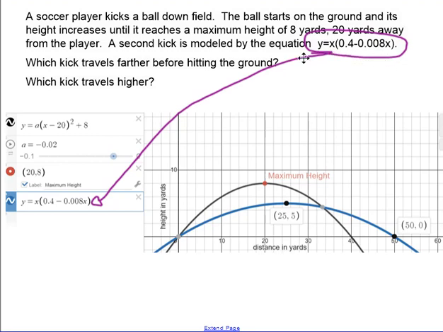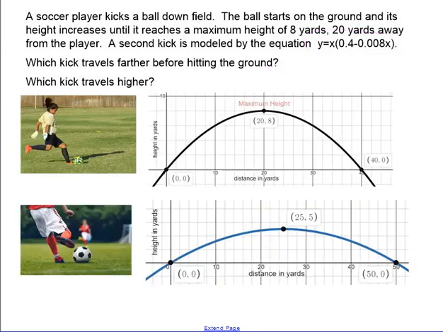We have a second equation. We need to enter that into Desmos. y equals x times the quantity 0.4 minus 0.008x, close your parentheses, and that is this second parabola right here. So the first parabola represented the first kick with a maximum height of 8 yards in the air, 20 yards away, and it came down 40 yards away when it finally hit the ground. The second player was really easy to graph.